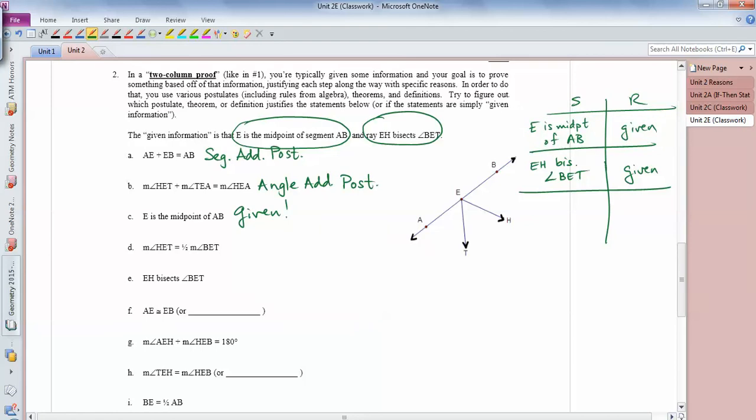So let's look at the next one. HET is half of BET. Measurement of angle HET is equal to half the measurement of angle BET. Why are we allowed to say that? Okay, well, here's HET right here, and we're saying that it's half of this angle here, BET.